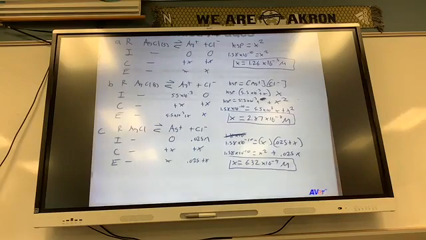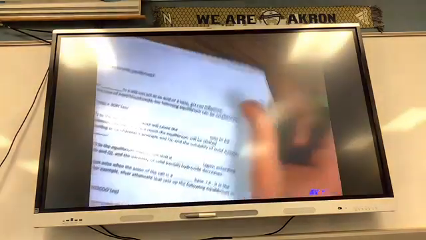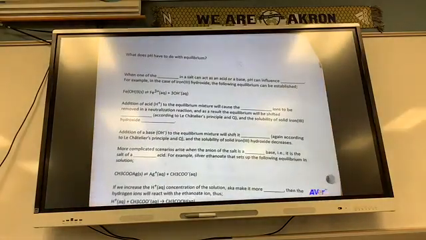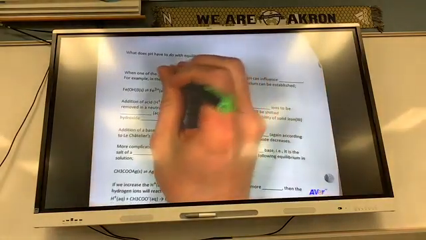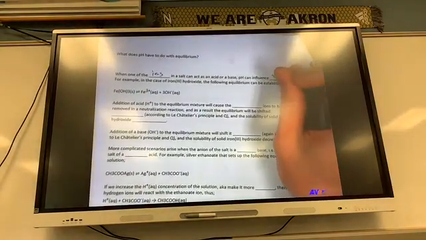Can I flip the page? What about P? Yeah, I know. We're almost on the last two of Unit 7. It's a huge unit.